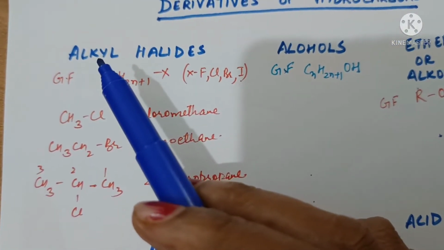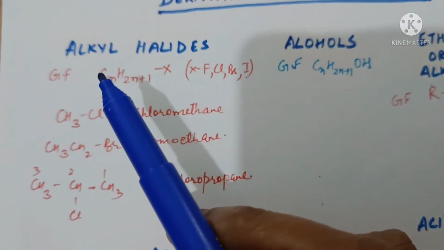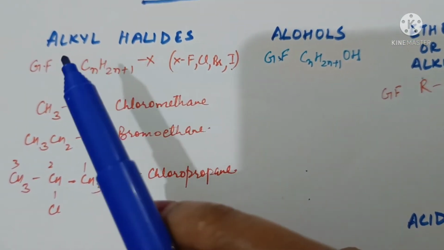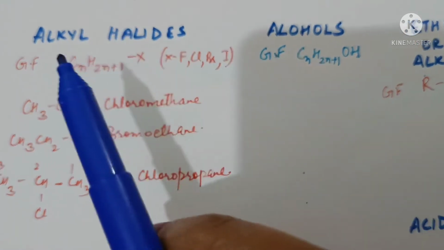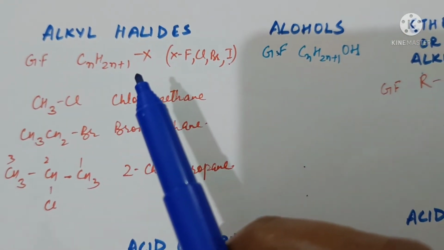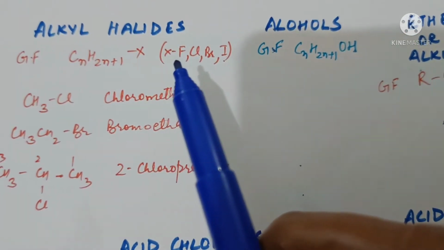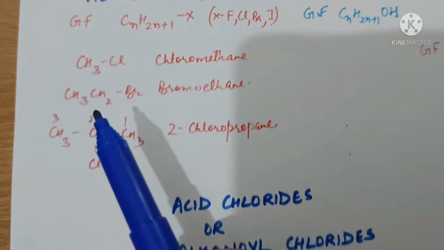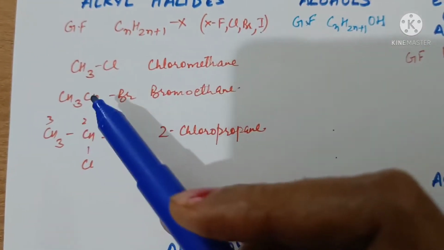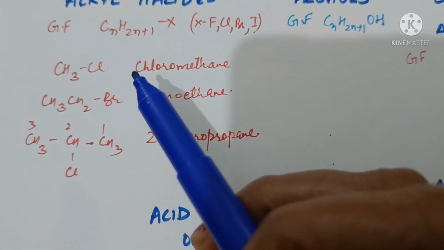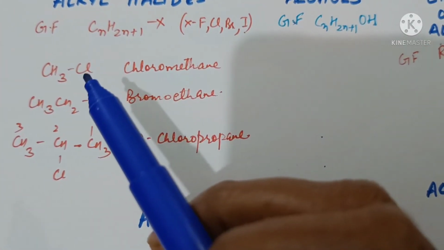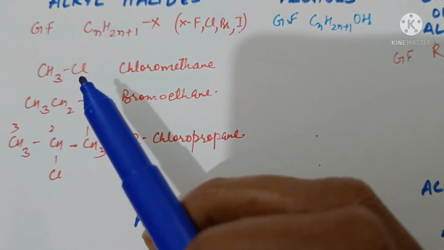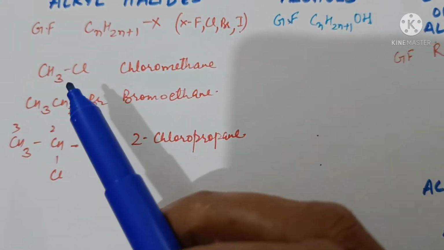For example, when a hydrogen is replaced with halogen, the compounds that are formed are called alkyl halides. The general formula is CnH2n+1X, where X can be fluorine, chlorine, bromine, or iodine. The IUPAC system of naming is that these halogen atoms are named as substituents and prefix is used for them. So the name of this compound will be chloromethane because it's a 1 carbon compound.